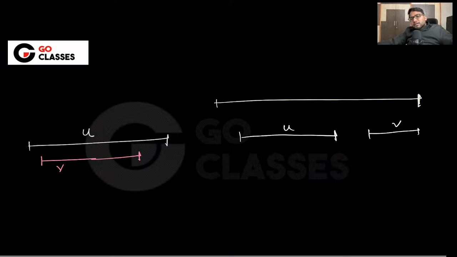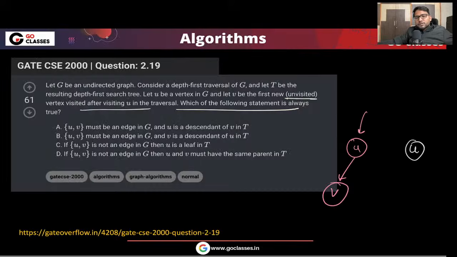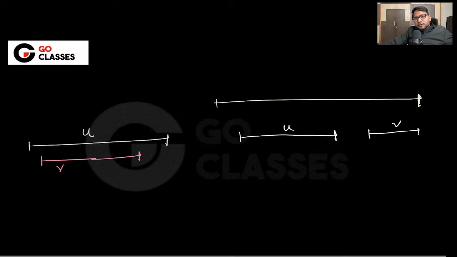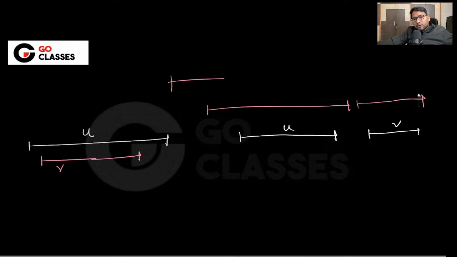So first tell me, do they have to be under the same umbrella? Can they have different parents? Can this U have a different parent? Is this possible, that U has a different parent and V also has a different parent, and both are in one umbrella? Tell me, is this possible?